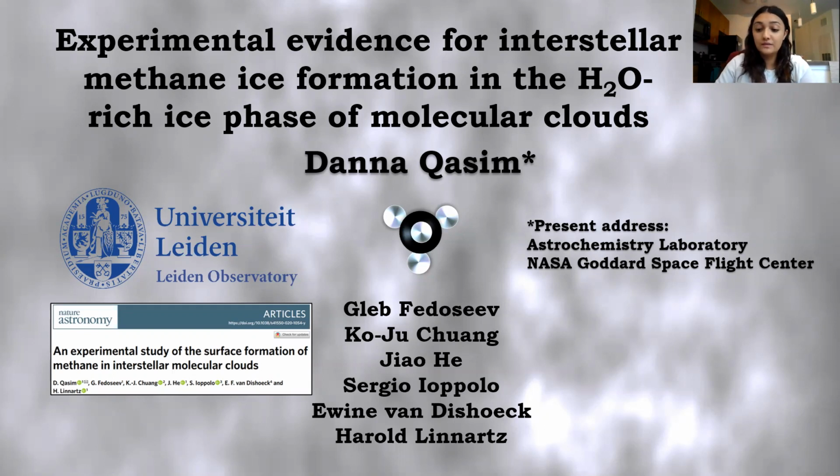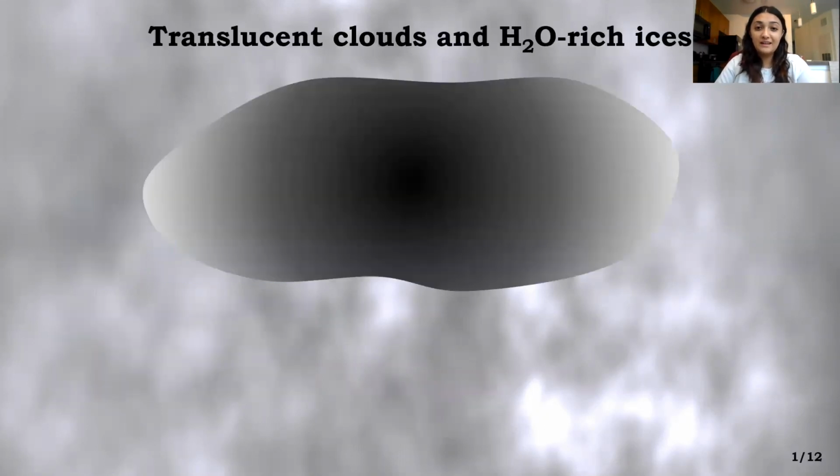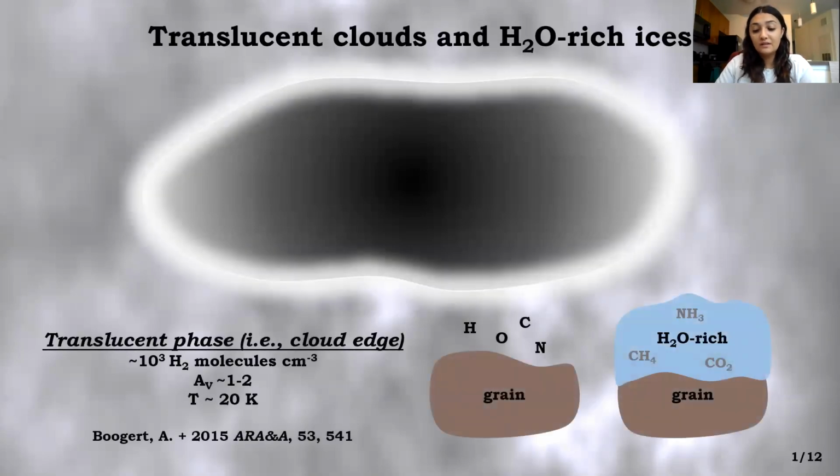phase of molecular clouds. As you know, near the beginning of the stellar formation cycle, a molecular cloud is formed. The edge of the cloud is known as the translucent phase. This phase is characterized by relatively low densities, about 10^3 hydrogen molecules per cubic centimeter. Because of this low density, there's still a fair amount of external UV radiation present, but the density is high enough to allow the conversion of ionized species to neutral atoms. So in this phase, neutral atoms are present in the gas phase and then accrete onto cold dust grains. When they accrete onto these grains, they react, mainly forming water.